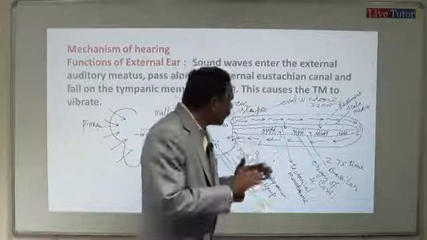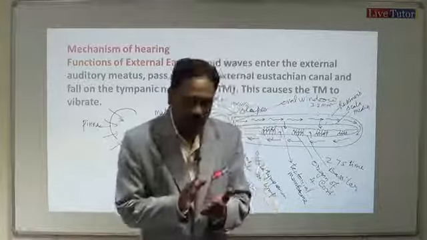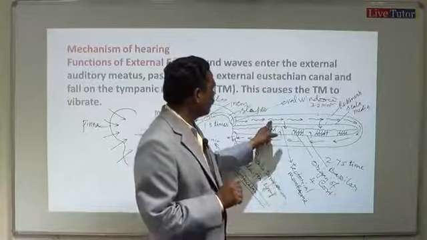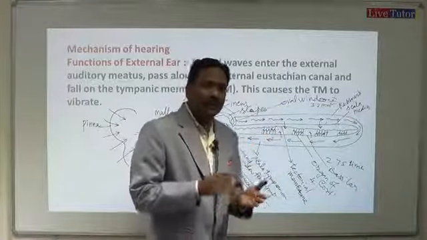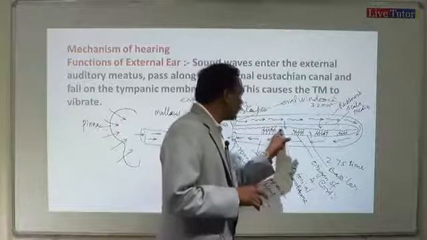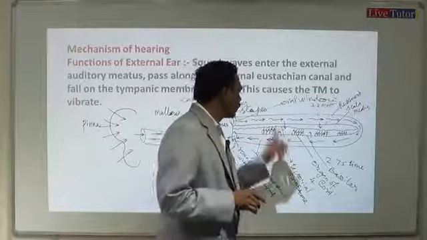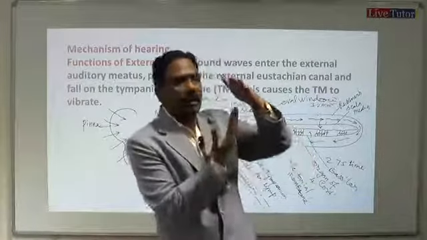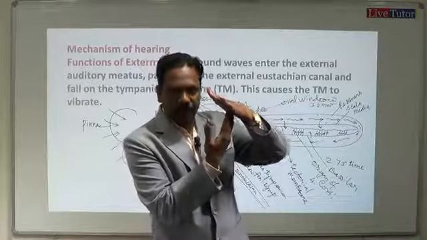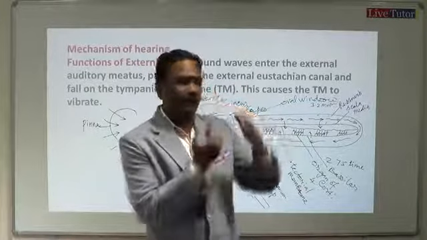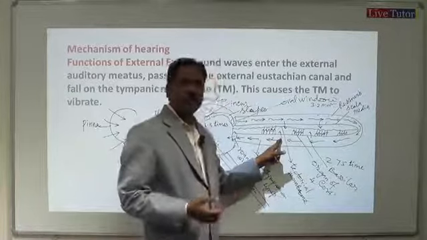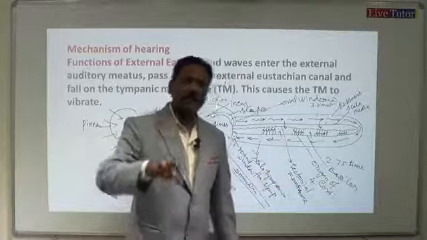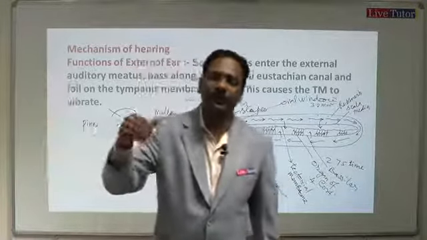When the pressure waves pass through the scala vestibuli and scala tympani, the vibration is transmitted to the endolymph, and it also causes the vibration of the basilar membrane. When the basilar membrane vibrates, the hair cells come in contact with what? The tectorial membrane, and this causes the bending of the hair cells.